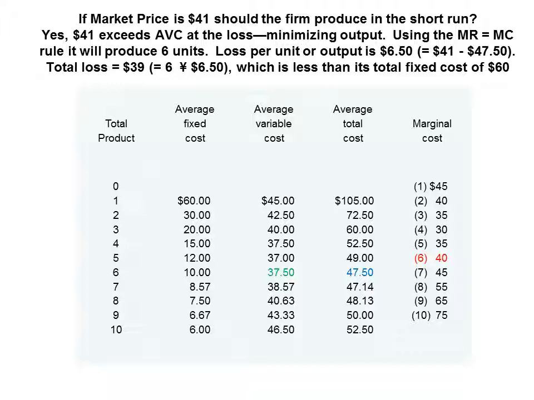However, remember, as long as our loss is less than our fixed cost, producing is preferable to shutting down. And our total fixed cost for this firm was $60. We reviewed that in an earlier slide. You can also see it here that average fixed cost at 1 unit of output is 60. Therefore, total fixed cost is 60. So as long as our loss is lower than 60, producing is preferable to shutting down.